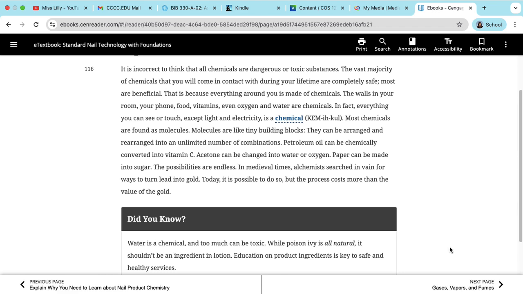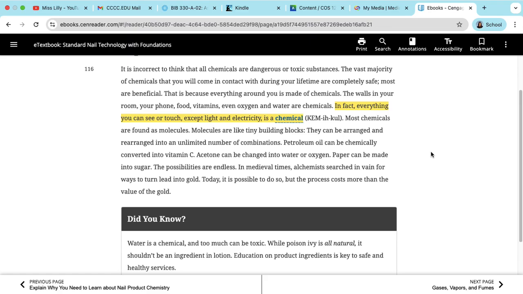That sounds important. Most chemicals are found as molecules. Molecules are like tiny building blocks. They can be arranged and rearranged into an unlimited number of combinations.